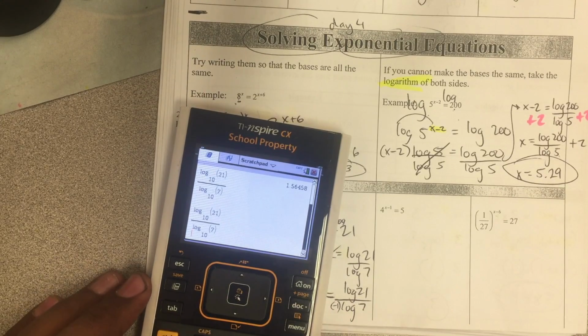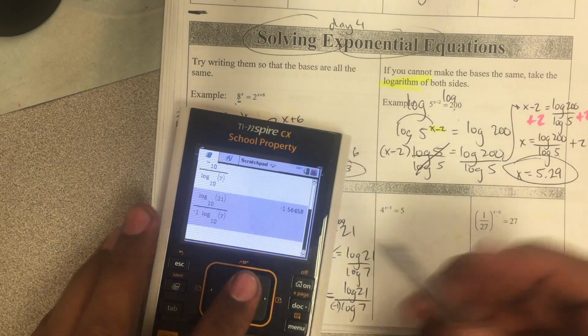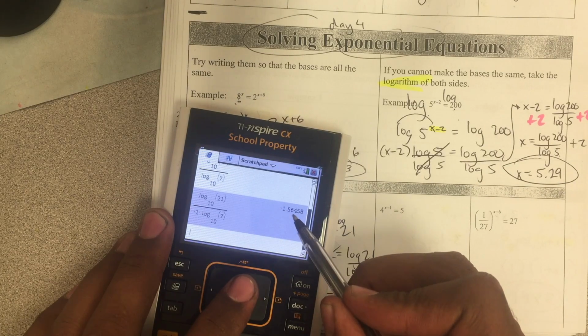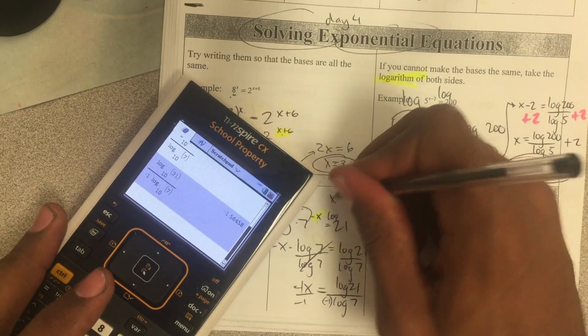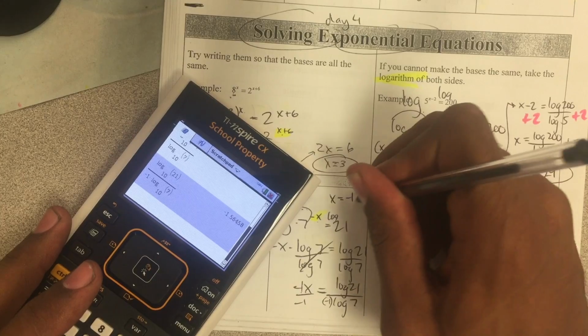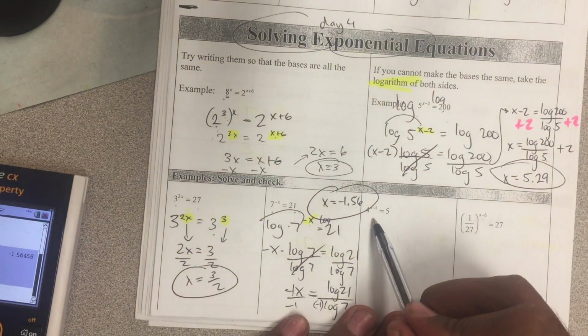So I just put negative 1 right here, and I'll get the same thing, negative 1.56. Or if I round that, oh yeah, so the 4 doesn't make that go up. So we'll say x equals negative 1.56. Okay.